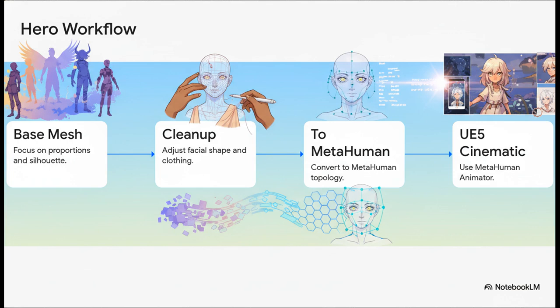Step 1. Use AI to generate your base character, locking in the proportions and the silhouette. Step 2. Do some minimal cleanup in Blender. But Step 3 is the ultimate magic trick, using the Mesh to MetaHuman plugin. This takes your raw AI mesh and automatically converts it into pristine MetaHuman topology. It instantly solves massive rigging headaches. Then Step 4, you have full access to Unreal's cinematic workflow with MetaHuman Animator and LiveLink.